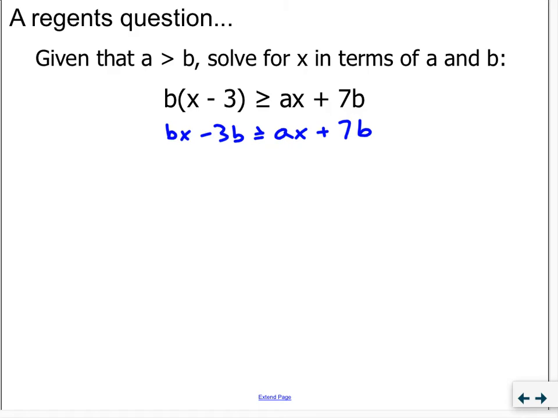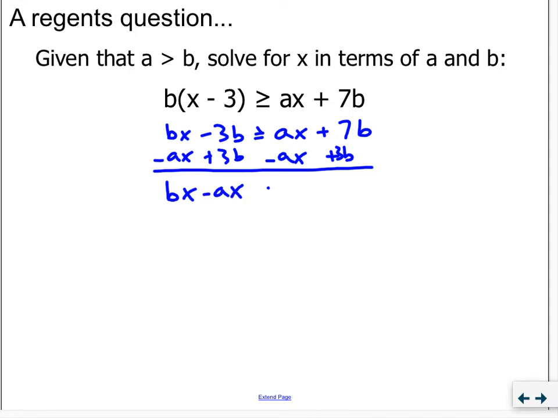So let's get all our x's on one side. Let's subtract ax. So can I move that over a little bit? There we go. And let's add 3b to both sides. So I'm going to get bx minus ax equals, and let's see if I combine 7b and 3b, I get 10b.